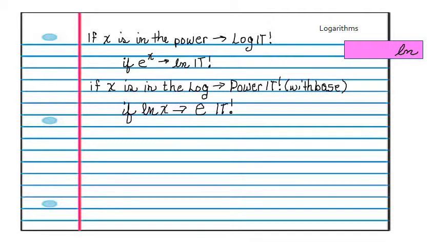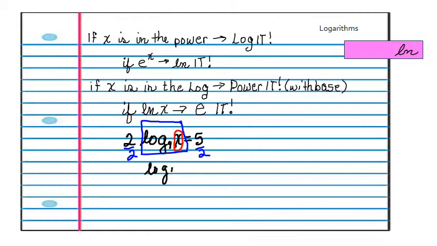Okay, let's try one where x is in a logarithm. So we have 2 log 4x equals 5. And the x is sitting in the logarithm. Got to get the logarithm all by itself. So we're going to divide by 2 and divide by 2.